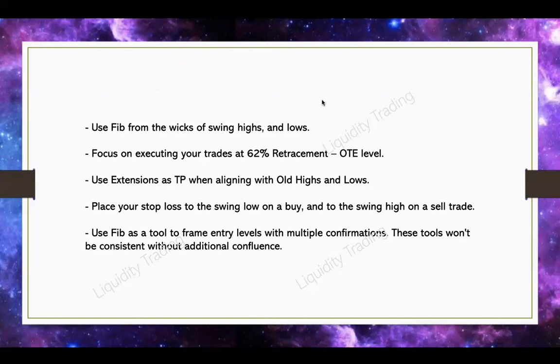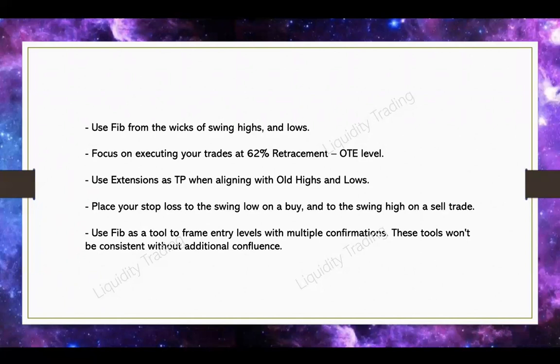Now a quick summary of the fib levels before we move on to the daily cycle. Always use the fib from the swing highs and swing lows. So what do swing highs and swing lows mean? A swing high is a candle formation that has two lower lows on both sides. And the swing low is a candlestick pattern that has two higher highs on both sides.